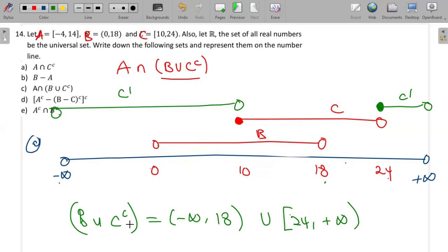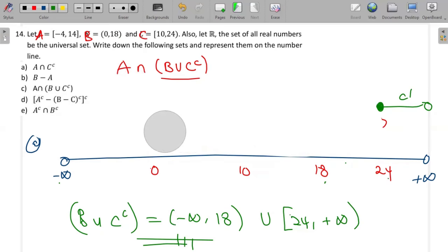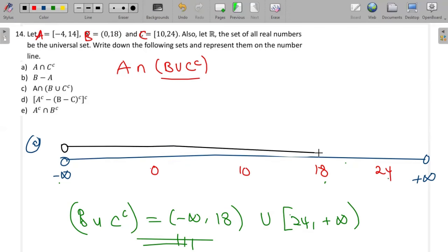Then I want to intersect this part with the A. These first lines I drew were used to find this. So now let's plot the A. Since we found the B union C complement, I can just write it here that it starts from here all the way to 18, and then it starts at 24 all the way to positive infinity.